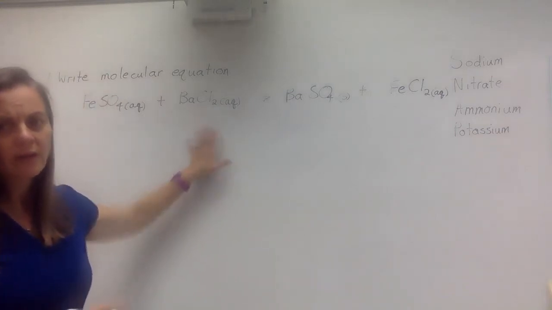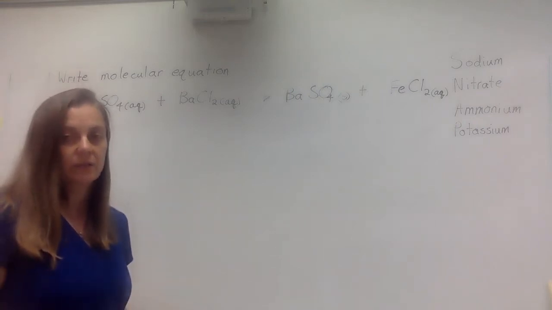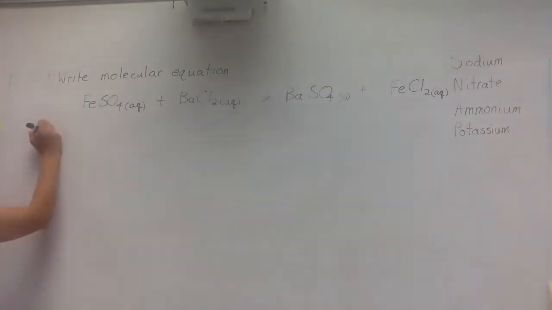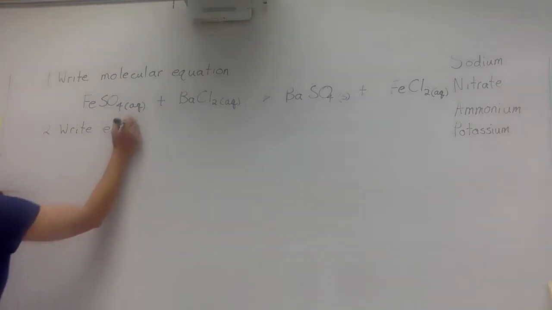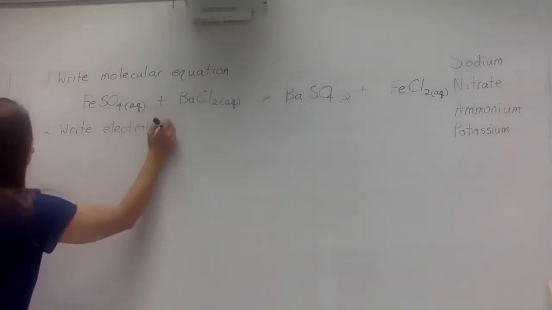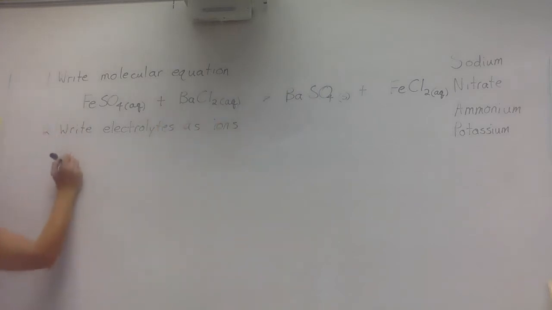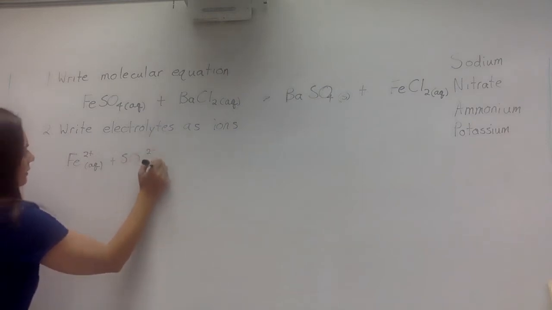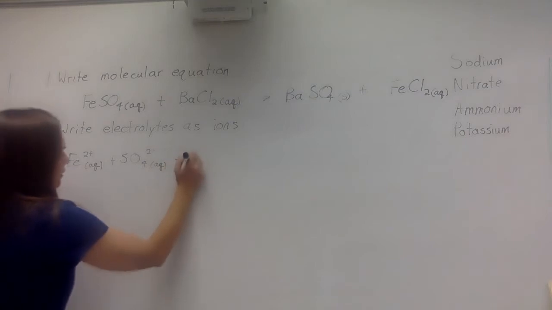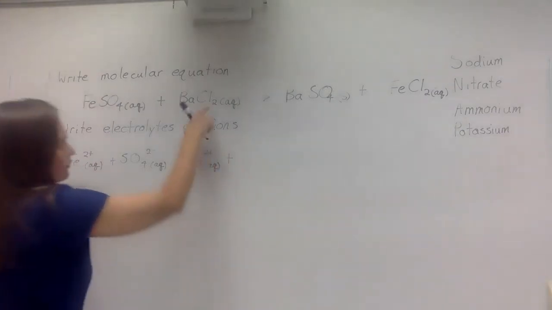The next step is to write anything that is an ionic compound that is dissolved in water as its dissociated ions. And so we're going to write our electrolytes as ions. And so we're going to write our iron 2 ions in solution plus our sulfate ions also in solution, combined with our barium ions also in solution. Now, we have 2 chloride ions.